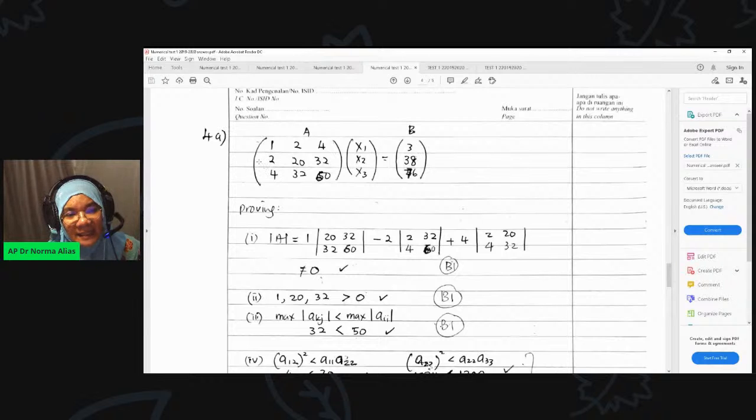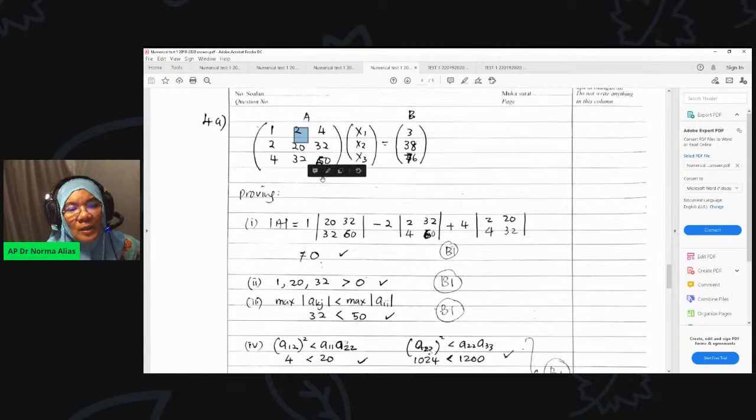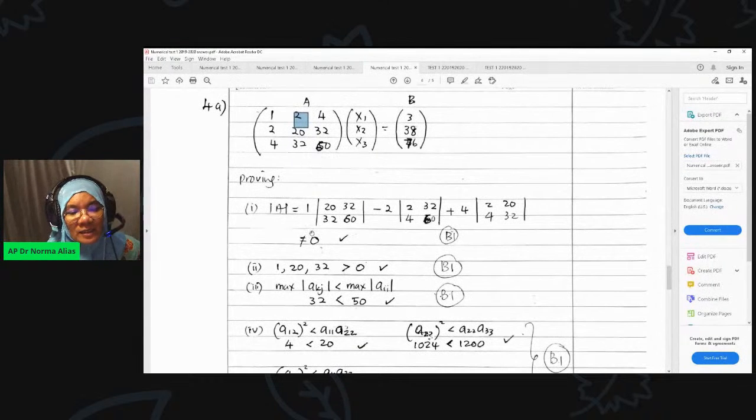You go to the second row, 2, 20, 32. You go to the second column, and it is also 2, 20, 32. So this is what we call symmetry. The matrix is symmetric. What is the equivalent? It is not equal to 0. This is the first theorem, which you have learned already.